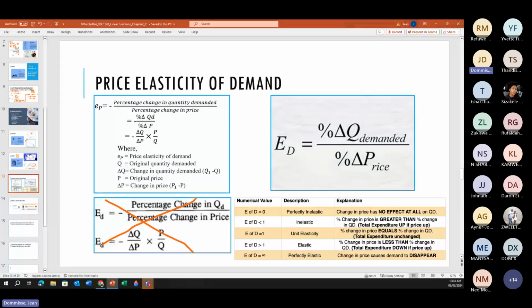DSC1520 at unisa.ac.za. Thank you for that.